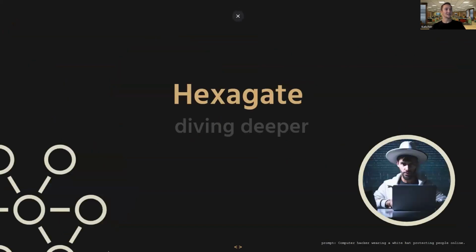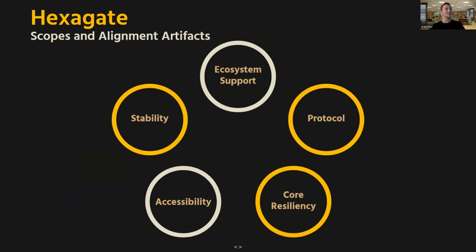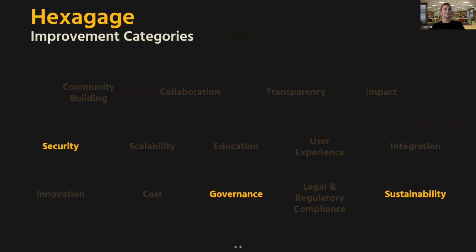All right, Hexagate, let's take a closer look. After analyzing Hexagate, we feel it is especially applicable to the following scopes: stability, protocol, and finally, core resiliency. And looking at improvement categories, certainly security, governance, and finally, sustainability of the protocol.